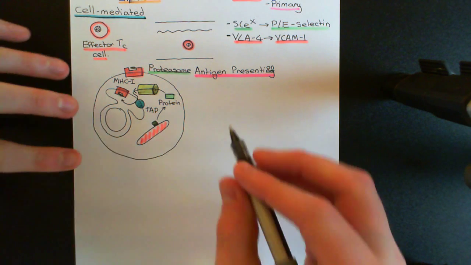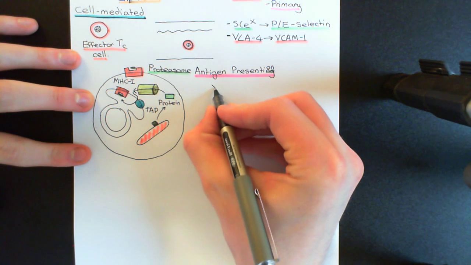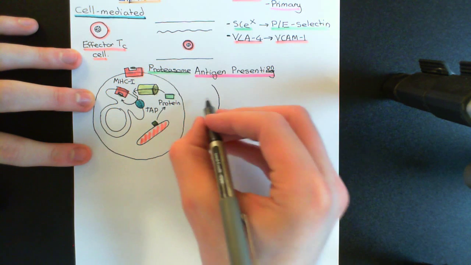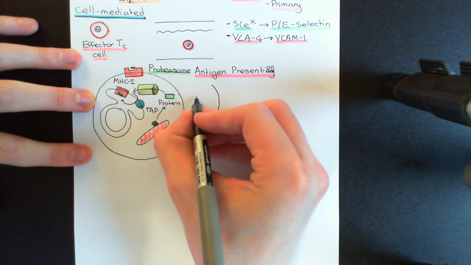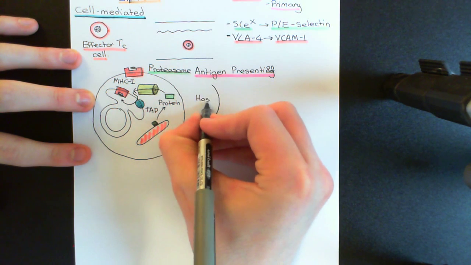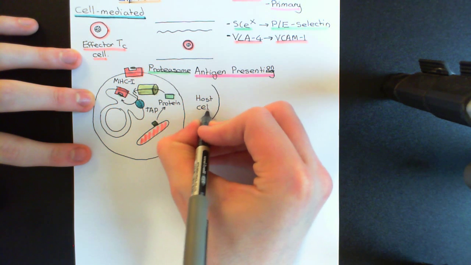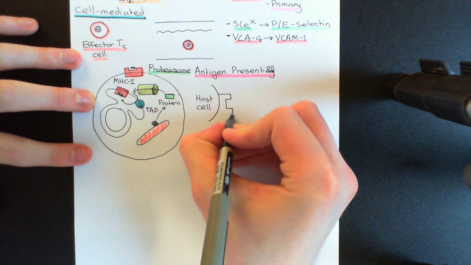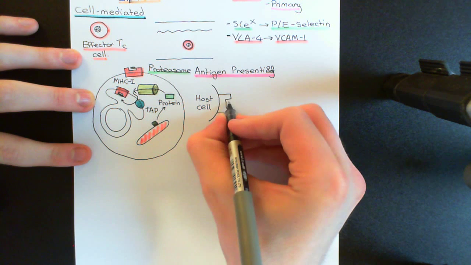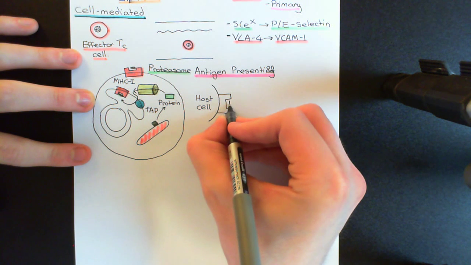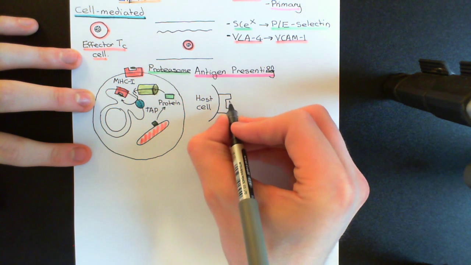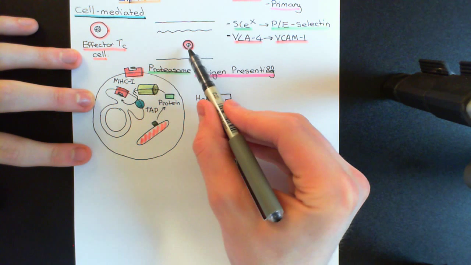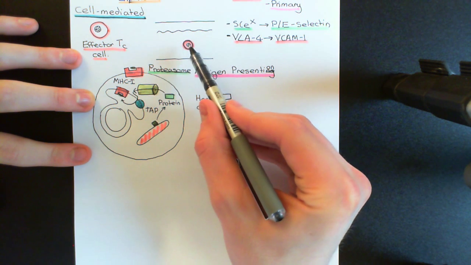So I know you're probably fed up of seeing these pictures, but I am going to draw it one more time here. So this is going to be the infected host cell, so this is the surface of the host cell here. And then here, this is the MHC class 1. And here now, this is the peptide fragment of the antigen from the pathogen, and it's the specific peptide fragment that this effector cytotoxic T cell is targeted against.